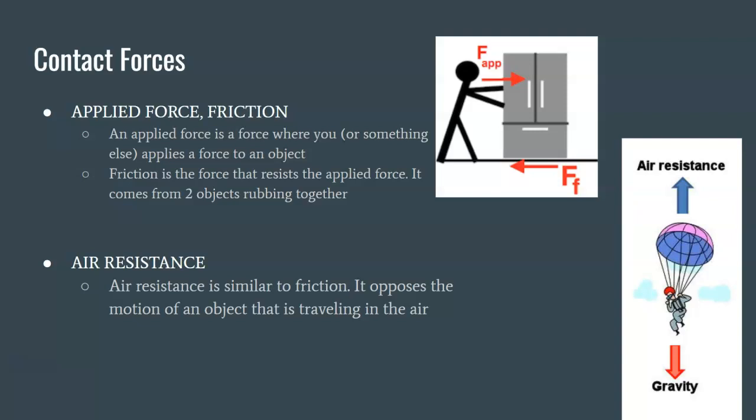All right, and then another contact force is air resistance. Air resistance is a contact force because you have air molecules that are pushing up against you, or in this case, in this little picture here, the air molecules are hitting the inside of the parachute. So gravity is pulling them down, but there are air molecules hitting this person and hitting the inside of the parachute that are slowing this person down. So it's a resistance force.